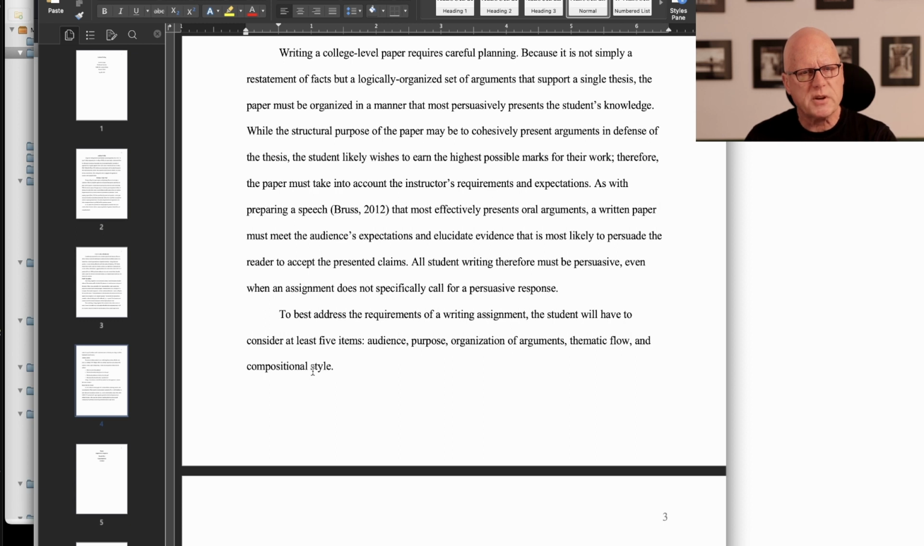What is the purpose of the paper? Or maybe even what is the thesis of the paper? What arguments will be presented and in what order they'll be presented? That can be addressed in the outline that's created prior to writing the paper. What is the thematic flow? Meaning, how will the arguments move one to the next? And then finally, what is the compositional style?